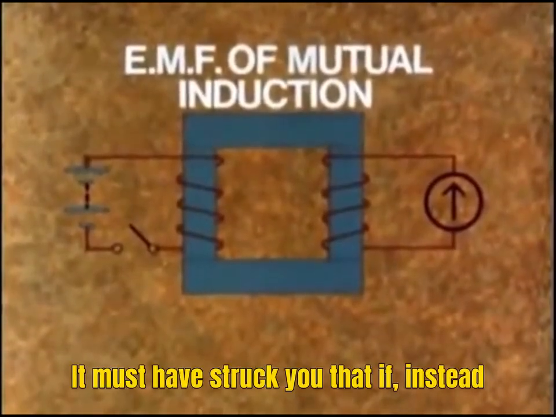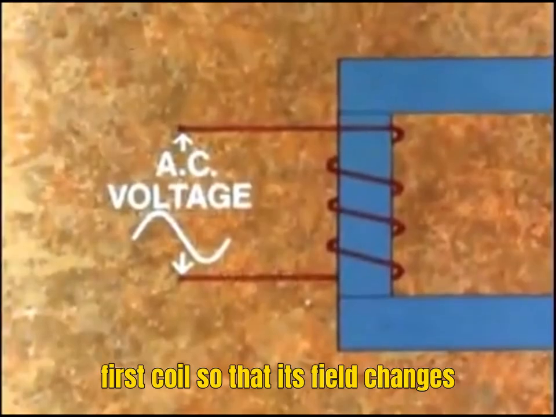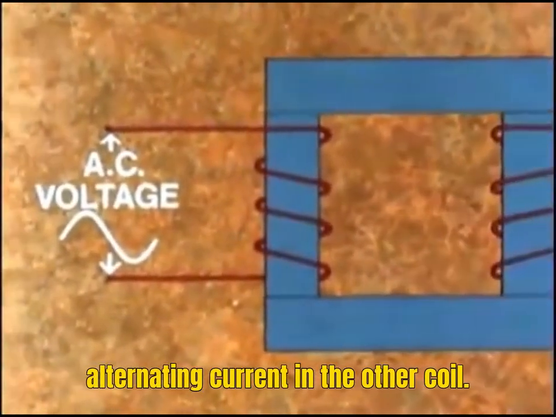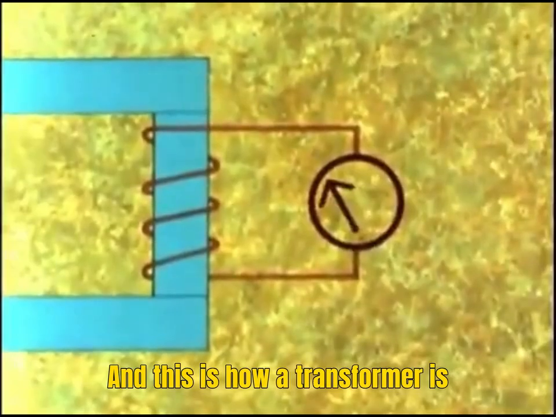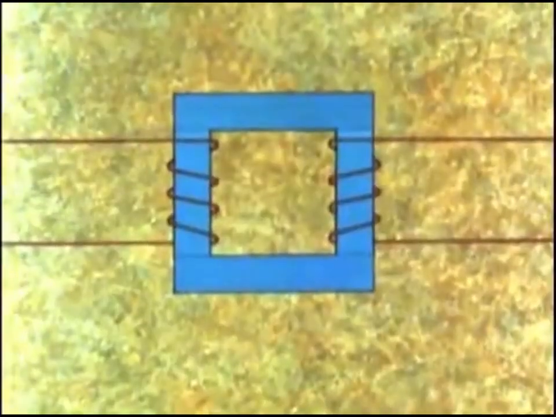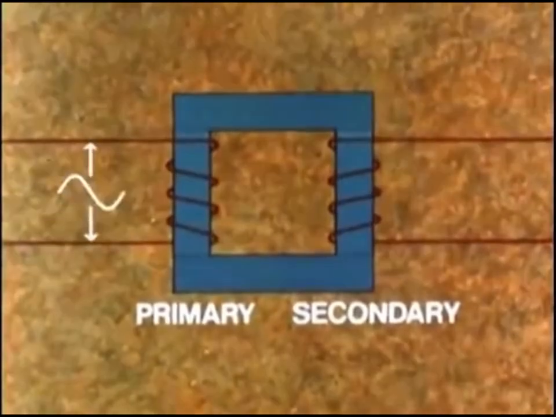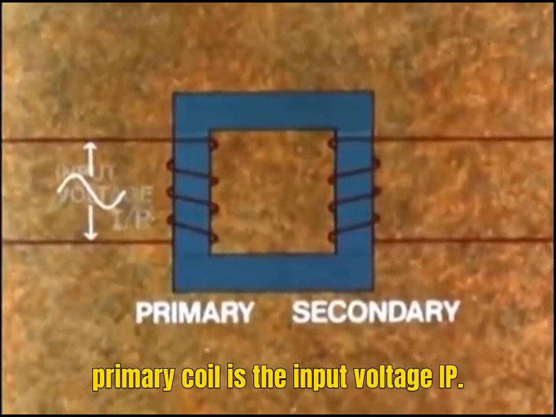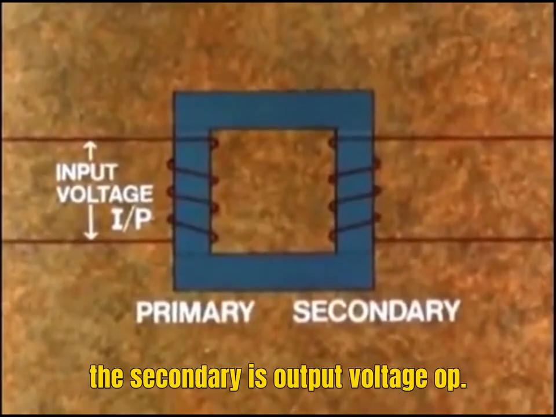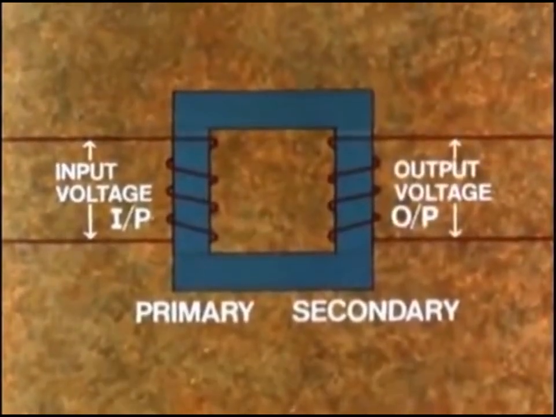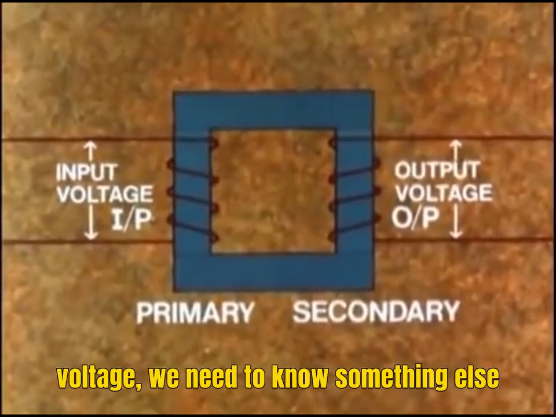It must have struck you that if, instead of switching on and off the current, we supply an alternating voltage to the first coil, so that its field changes continuously, we shall induce an alternating current in the other coil. And this is how a transformer is constructed. We call the first coil the primary coil and the other one the secondary coil. The alternating voltage applied to the primary coil is the input voltage, IP. And the alternating voltage produced in the secondary is output voltage, OP. But before we can understand how this arrangement actually transforms the voltage, we need to know something else about induced currents.